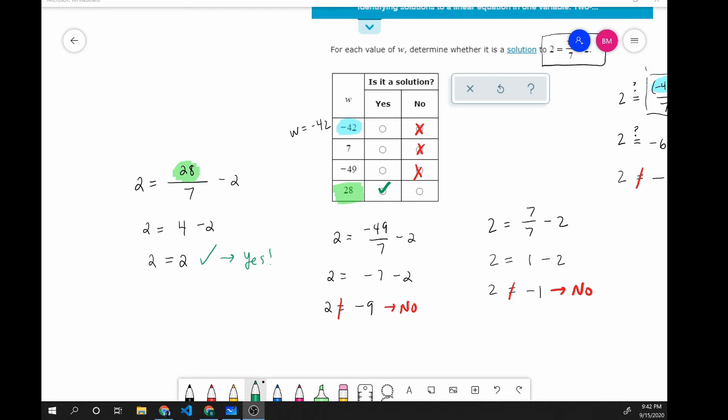It is also possible to get all no's for this, so keep that in mind. If you get all no's, it doesn't mean your answer is automatically wrong. It is rare, but it is possible to have all no's for your answer.